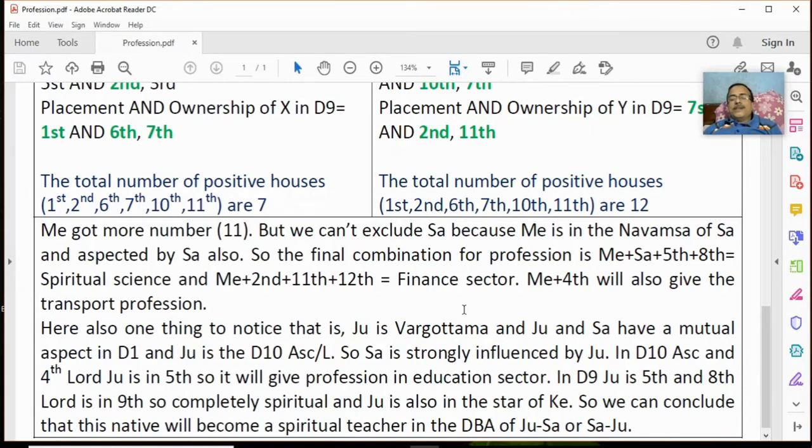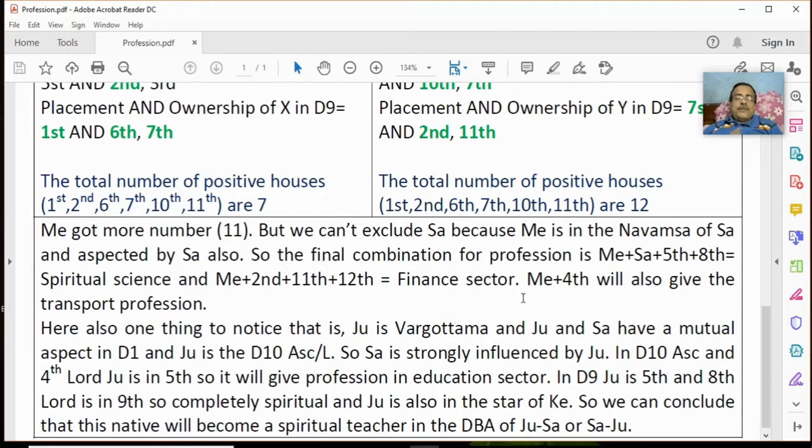But we can't exclude Saturn because Mercury is in the Navamsha of Saturn and aspected by Saturn also. So the final combination for profession is Mercury plus Saturn plus 5th plus 8th, that is spiritual science. And there is also a combination for profession, that is Mercury plus 2nd plus 11th plus 12th, that is financial sector. There is also a combination, that is Mercury plus 4th. We also give the transport profession.